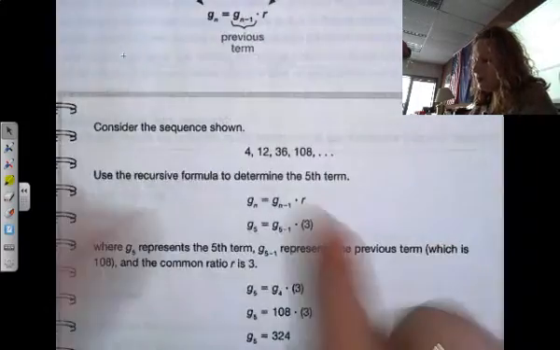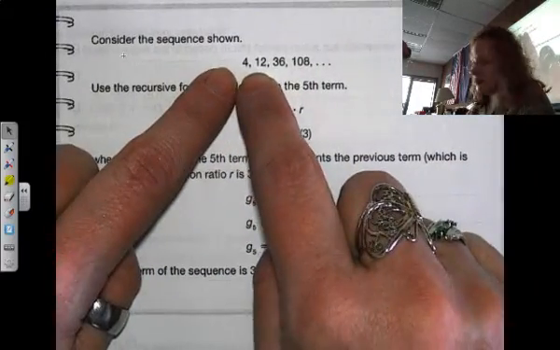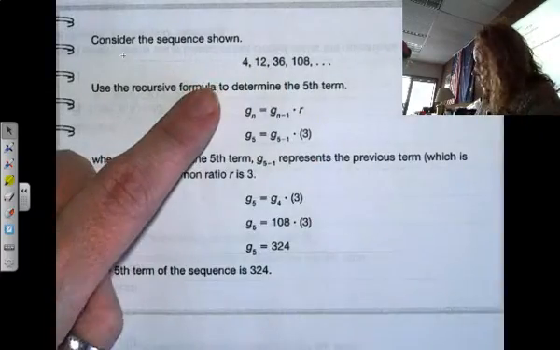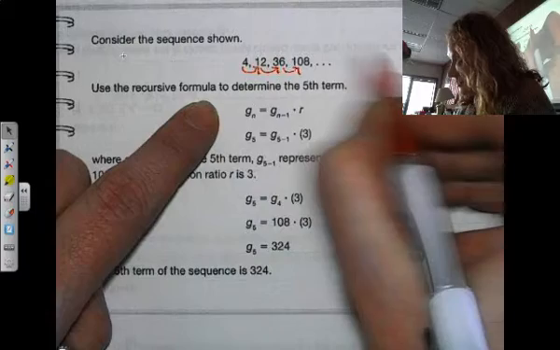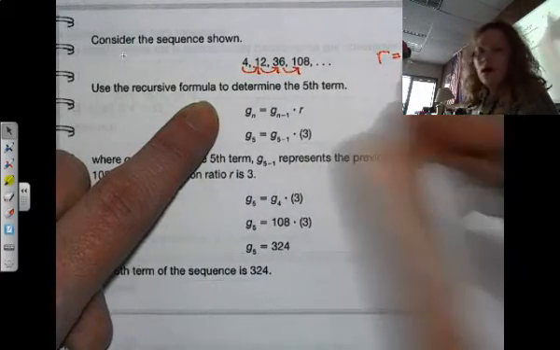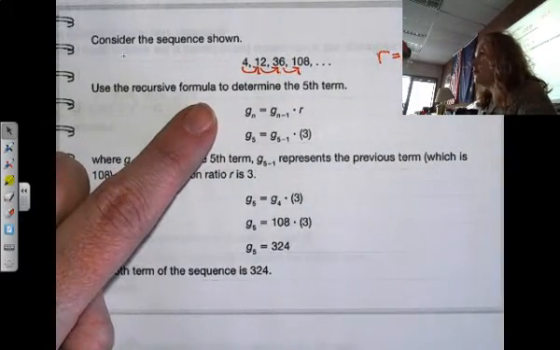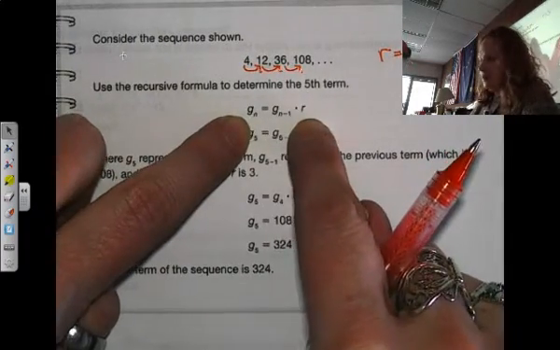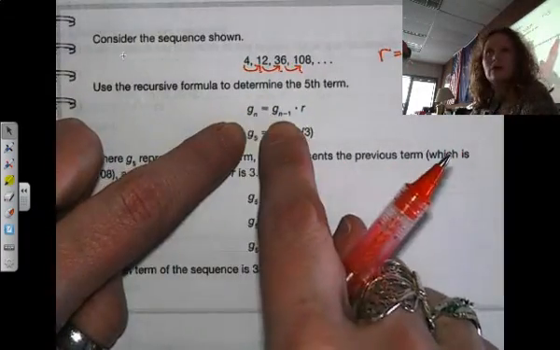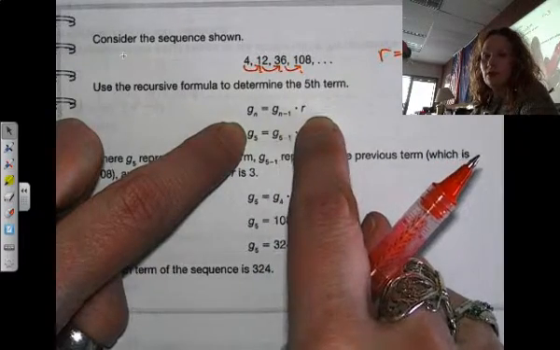Okay, so here we have the sequence 4, 12, 36, 108. What's going on in this one? Multiplying by 3. So this time we know the common ratio is 3, right? R is 3. First thing you always do is write the formula. The nth term is equal to the previous term times the common ratio.